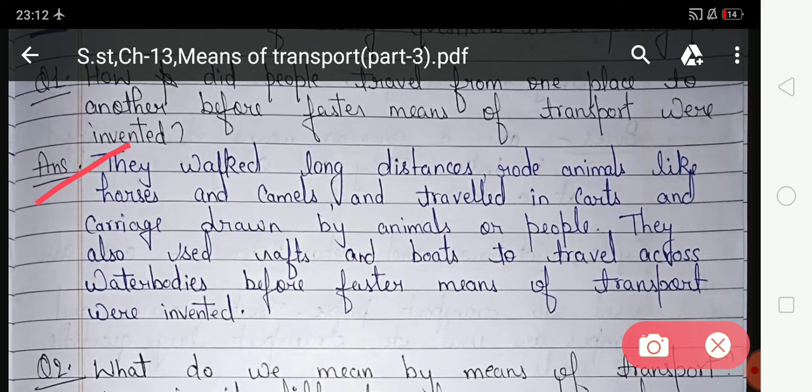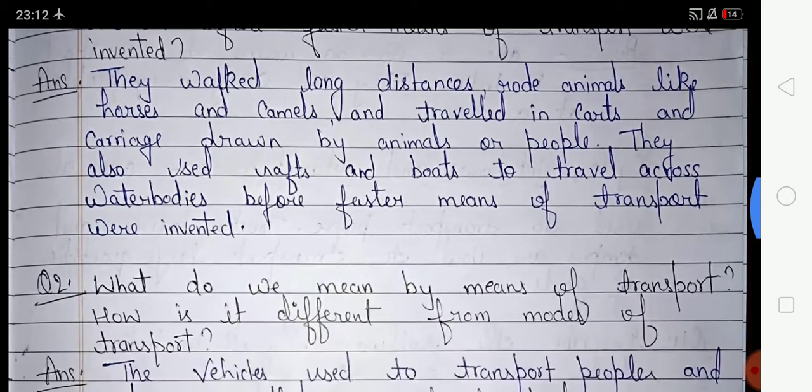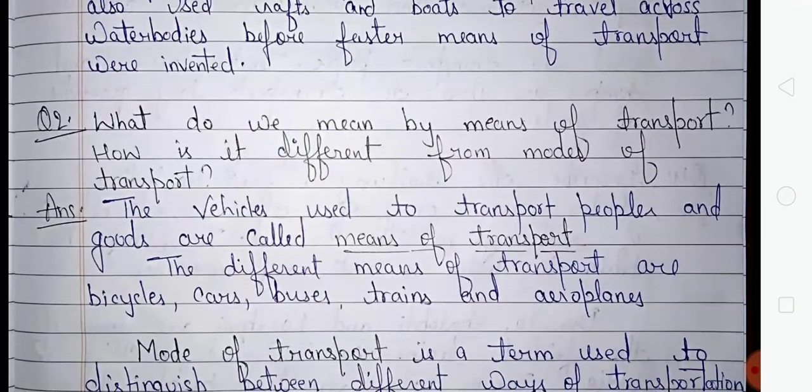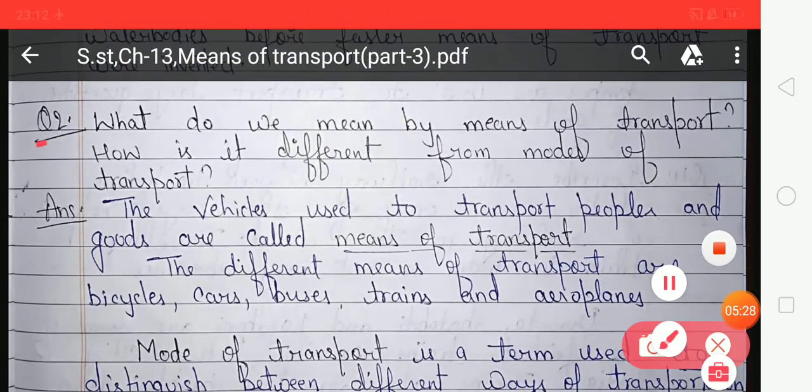So students, before faster means of transport were invented, people walked long distances and rode animals like horses and camels, and travelled in carts and carriages drawn by animals or people. They also used rafts and boats to travel across water bodies before faster means of transport were invented. So look at the next question, that is question number 2.